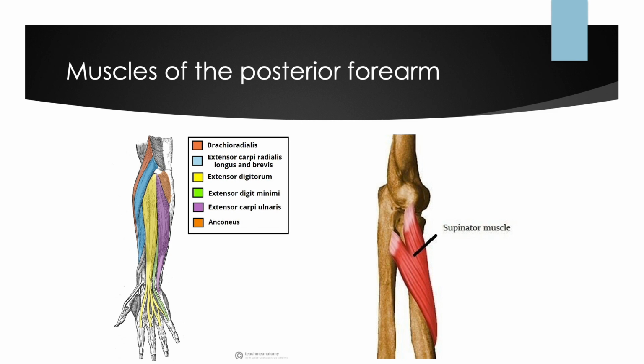Next, we have the extensor carpi ulnaris, which is the muscle responsible for helping to extend your pinky. And this model here also shows the anconeus muscle, just so you can orient yourself where these muscles are located from different points of view. Finally, we have the supinator muscle, which is the muscle responsible for supination of the forearm.